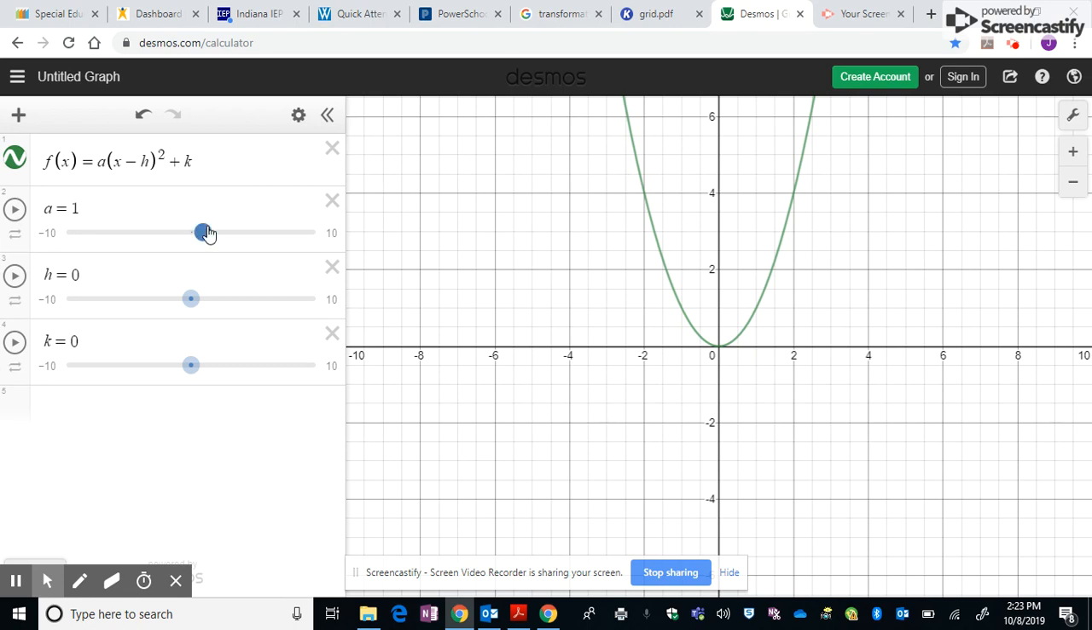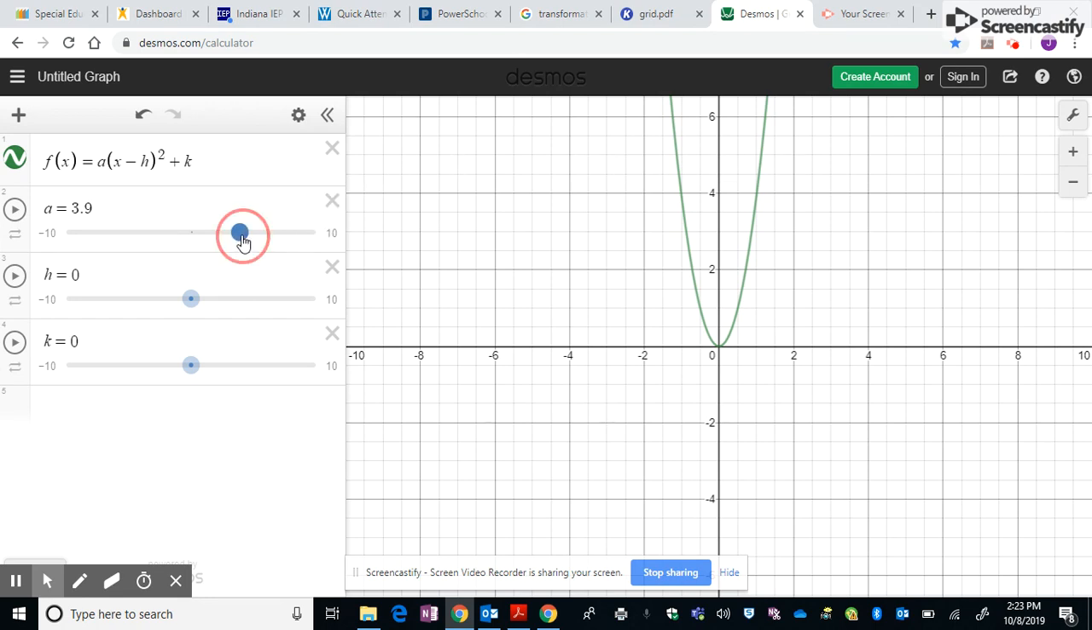Now, if I manipulate my a value, if my a is greater than 1, it is stretching the graph. What the stretch is, think of a rubber band. As the rubber band is being pulled up, it makes the U shape in that rubber band skinnier. That's what we're talking about as far as a stretch.